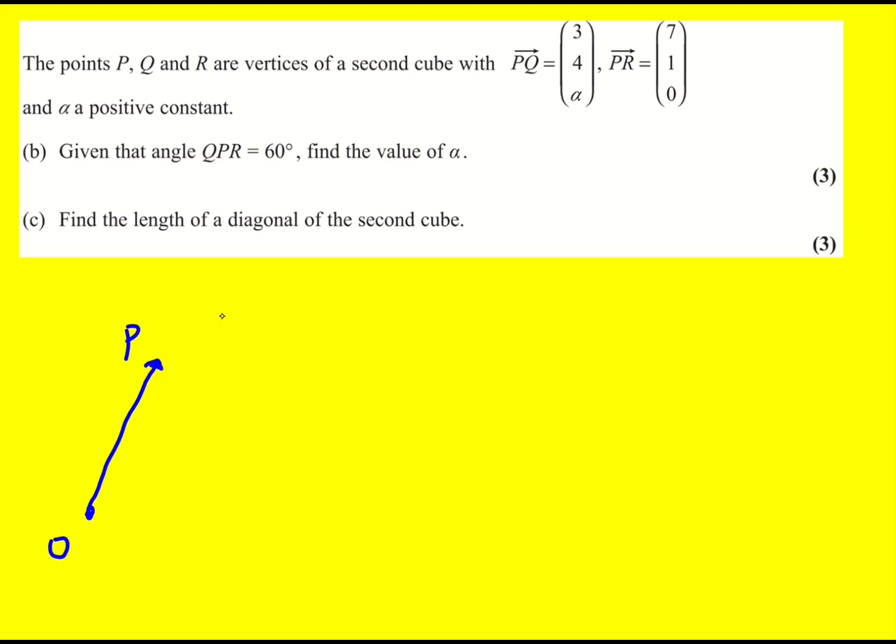So we've got OP, and let me put Q over here. And then PQ will be this one. And then I'll just put R over here. It's not necessarily accurate. And then PR is this one.